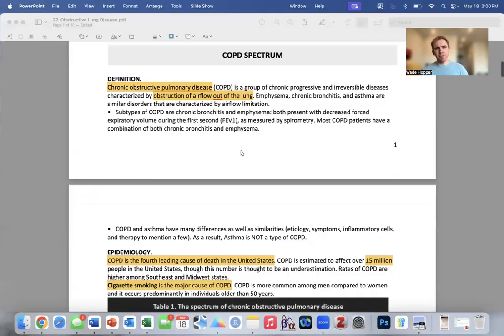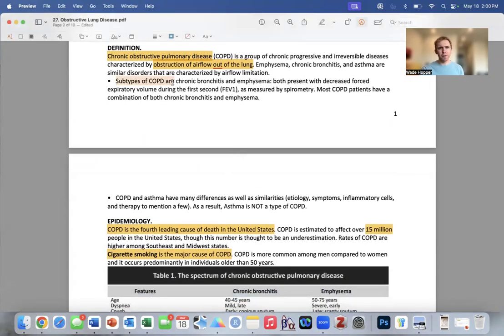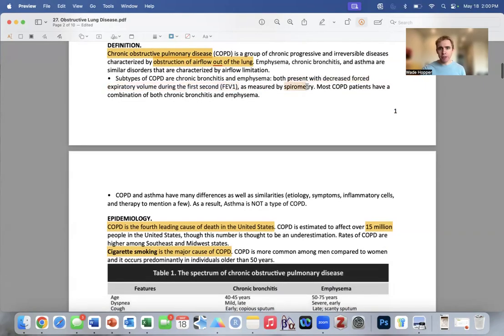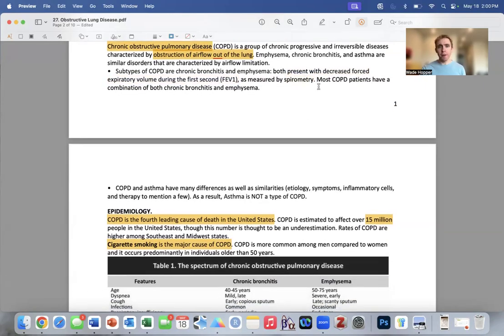Chronic obstructive pulmonary disease is progressive and irreversible, and it's caused by obstruction of airflow out of the lung. And again, that's caused by mucus plugging and by loss of elasticity. The 2 clinical phenotypes are chronic bronchitis, mucus plugging, and emphysema, loss of elasticity. Both of these present the same way with a decreased FEV1. You can't move air out of your lungs. So you diagnose an obstructive physiology, and it's because of air trapping. Spirometry makes the diagnosis. Most COPD patients have a combination of these features.